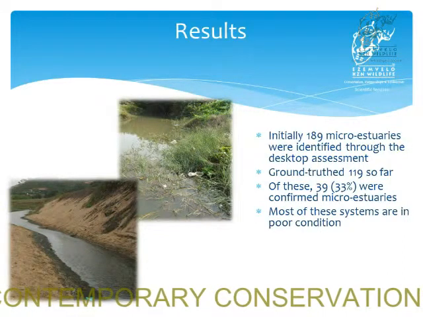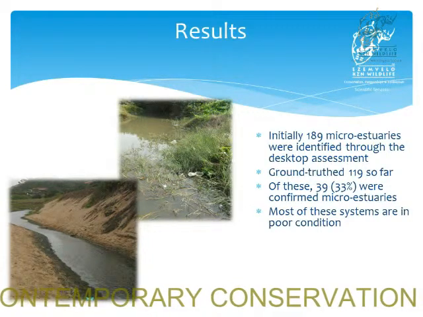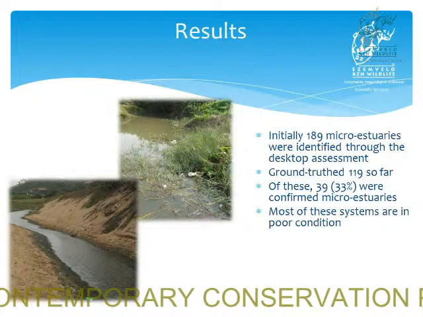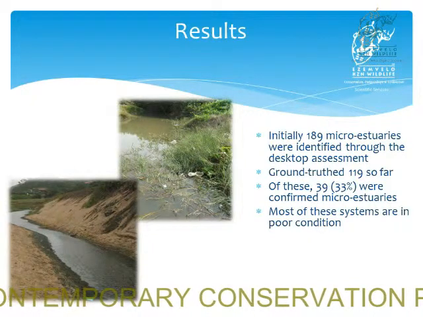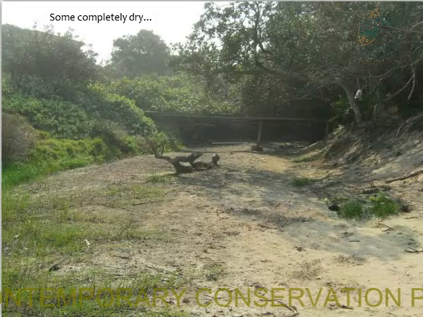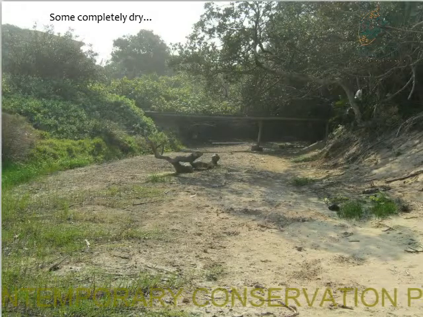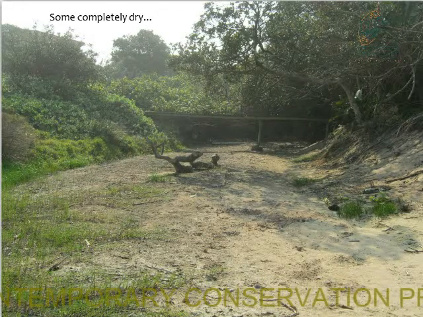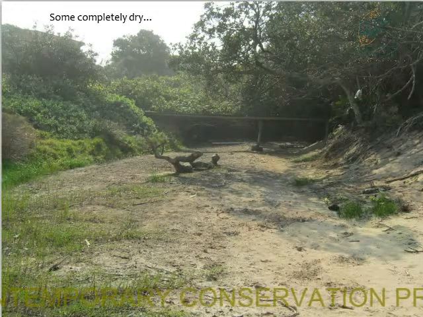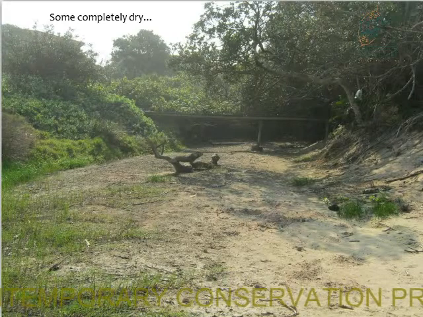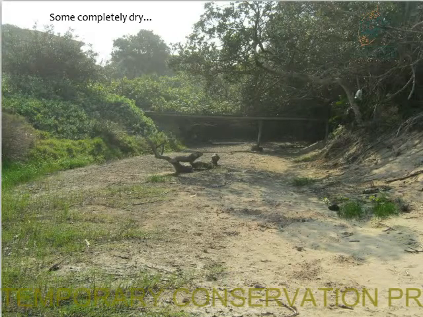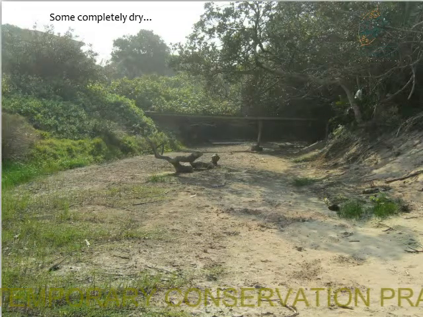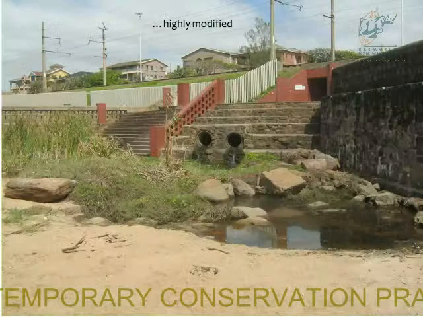Most of these systems were in poor condition due to pollution and extracts from sugarcane plantations. Some of these systems were completely dry, as you can see with this one, but they still held the characteristics that I mentioned to classify an estuary. And maybe they need to be investigated in summer, because this one in particular was investigated in winter. Maybe there is a water body in summer.